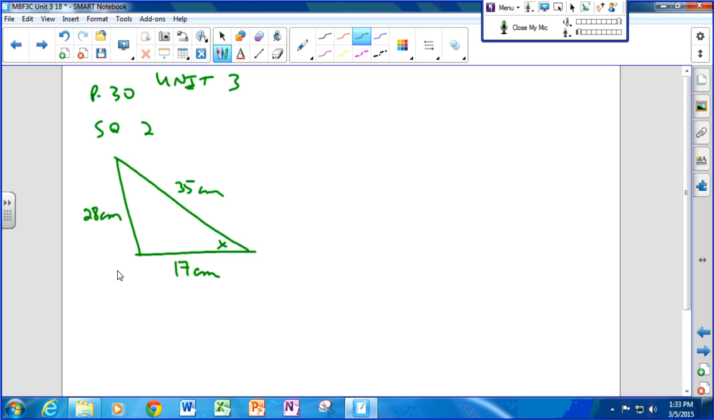Actually, yeah. So cos x is going to be... you see, we don't... b squared. So, b squared, okay, so how about this? It's going to be 17 squared plus 35 squared minus 28 squared.